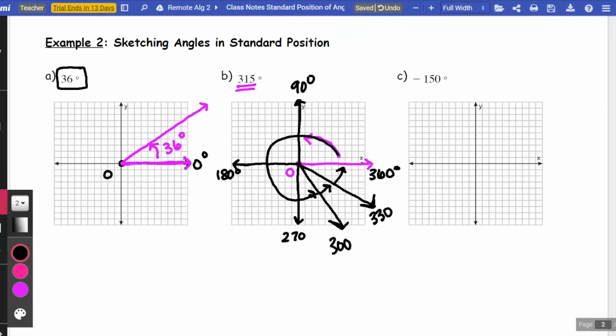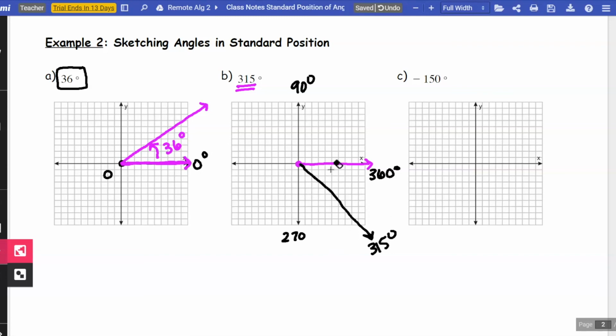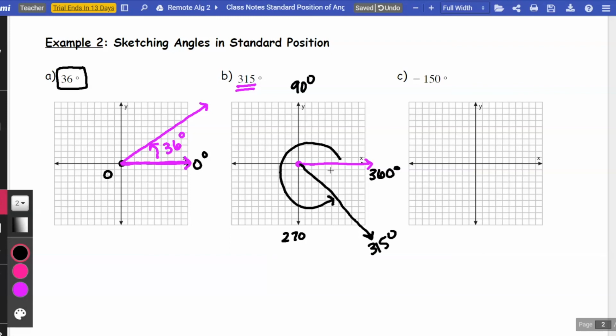What's 45 plus 270? Of course, it's 315. So 315 is just perfectly in half between 270 and 360. So I'm going to erase all these extra lines that we created here because we should have known that halfway between 270 and 360 is 315. So that means that going counterclockwise from that initial side to our terminal side here, we have a 315-degree angle.